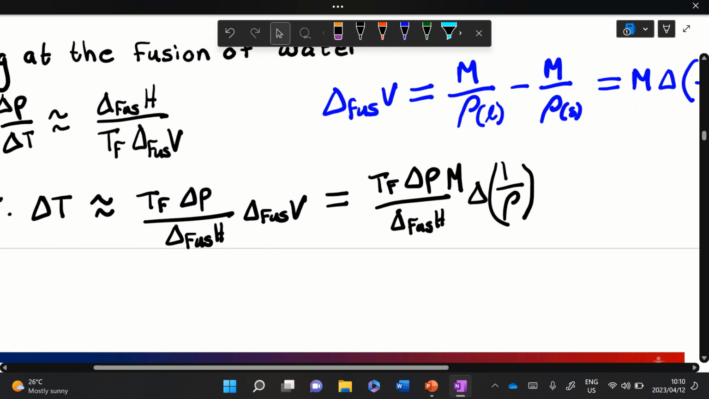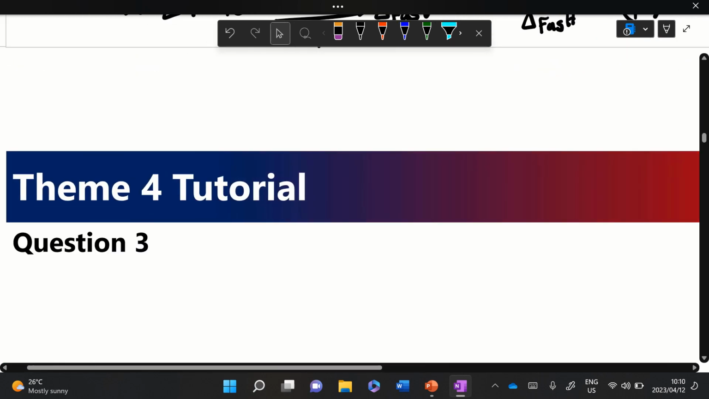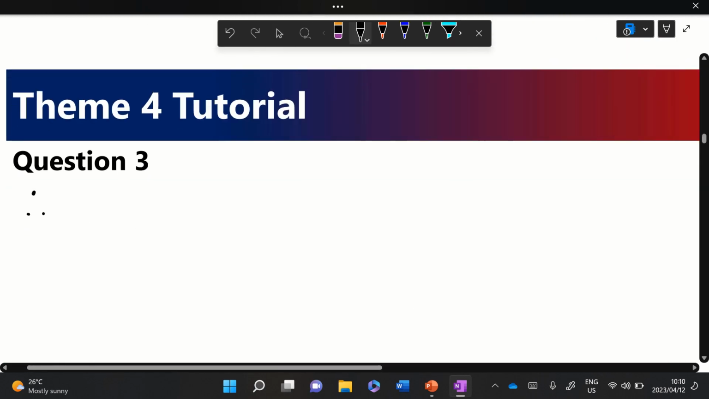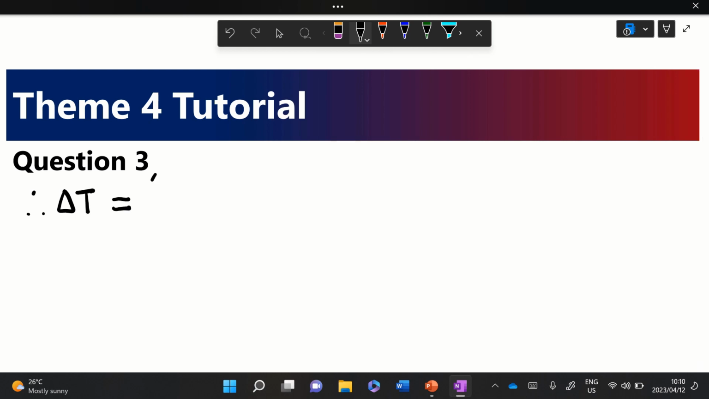Right, so then we just need to plug it in. Then we can calculate delta T. So then delta T is equal to, okay, T_F, the normal freezing point of water, is 273.15 Kelvin. I think you can all agree upon that.